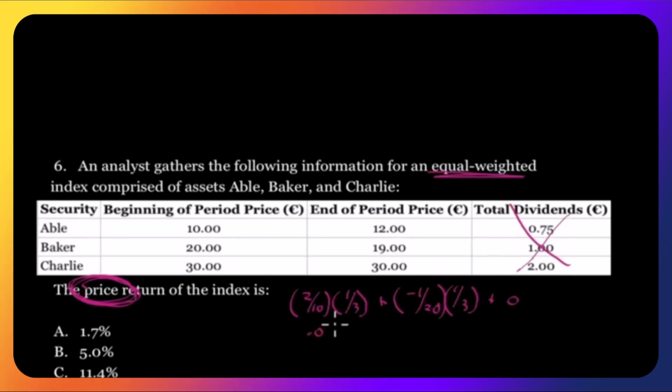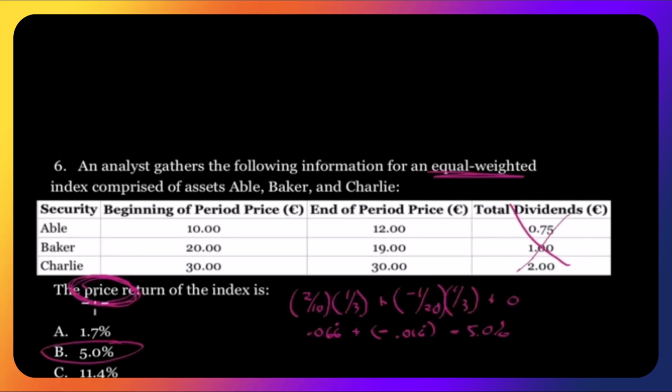Here you'll get 0.06666 plus, and this will be a negative 0.016 repeated, which will give you 5.0%. If you had calculated total return, you would have got 11.4. You would have found it. It would have given you some comfort that you found it. Aha, I got the answer. There we go. Off I go.